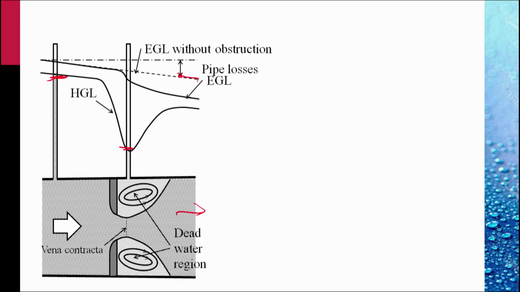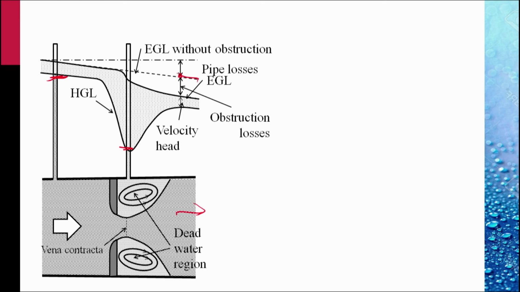But because of obstruction, there are further losses, and the energy grade line, the true energy grade line with obstruction, is as shown. These are the obstruction losses. This shaded area then represents the velocity head. The velocity head in the beginning is the same as at the end. It is maximum at the location of the vena contracta.